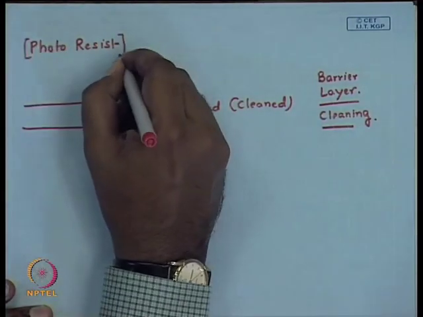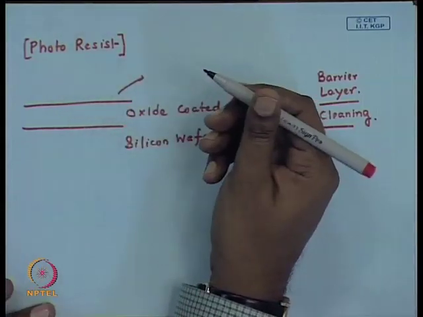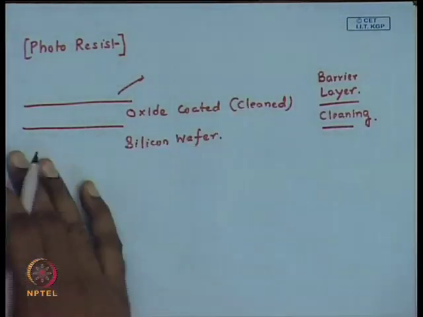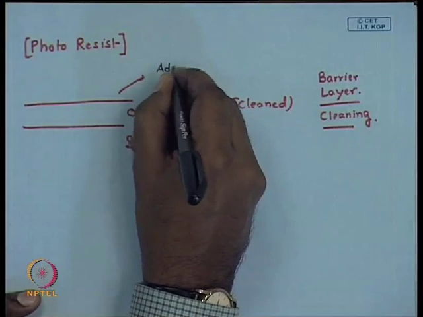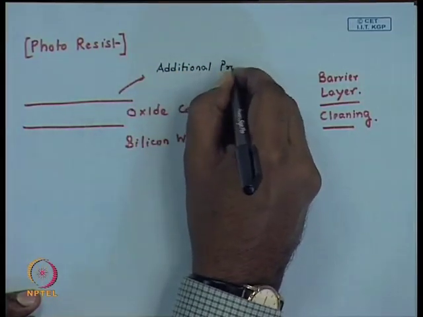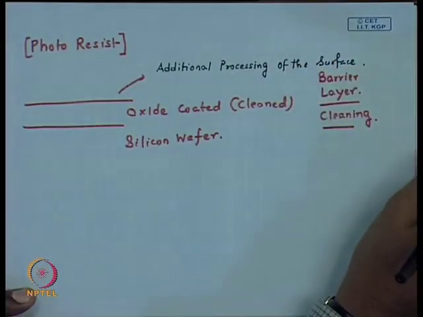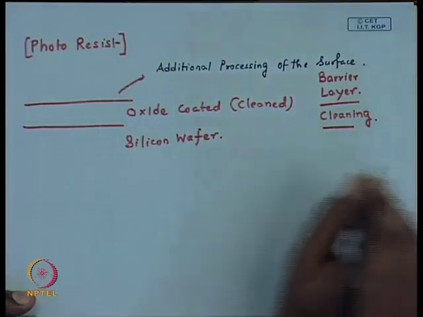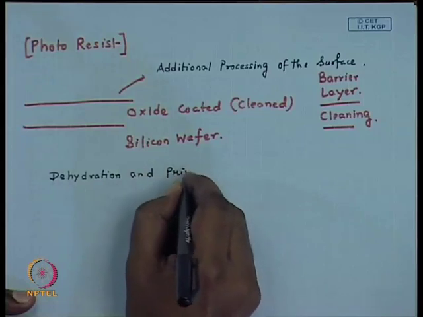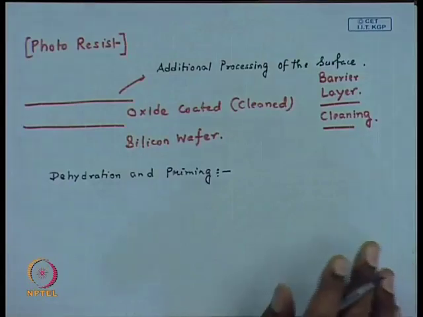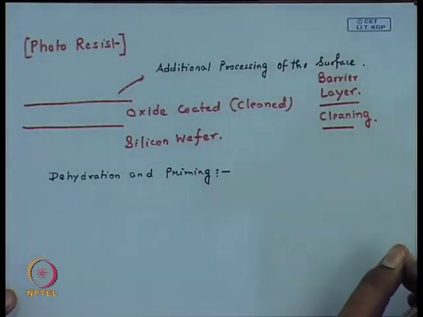So, the first thing you need to do, before you coat the photoresist layer, is some additional processing of the surface. You can regard it as some sort of cleaning step, but this is a cleaning step not of the silicon wafer, but of the oxide layer. I would not officially use the word cleaning, but let us put it as some sort of additional processing of the surface of the barrier layer or the oxide layer, known as dehydration and priming. This is primarily done to ensure that you get a smooth photoresist layer on top of the oxide coated wafer, and the adhesion between the photoresist layer and the oxide layer is good.